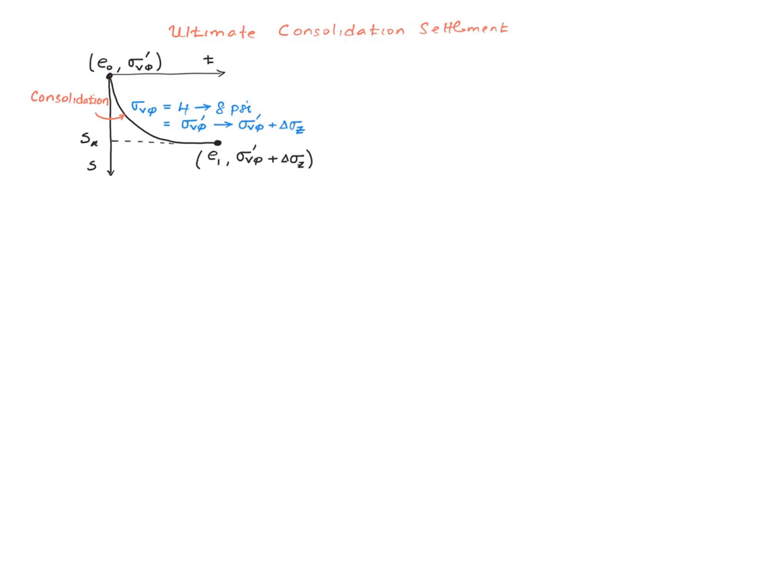So we start from a point where the void ratio is e naught and the vertical effective stress is sigma v naught prime. We apply a vertical stress change of delta sigma z. The soil is going to go through the process of consolidation and eventually the void ratio changes to e1 and the total vertical effective stress changes to sigma v naught prime plus delta sigma z. The settlement at this point is what is called the ultimate consolidation settlement.